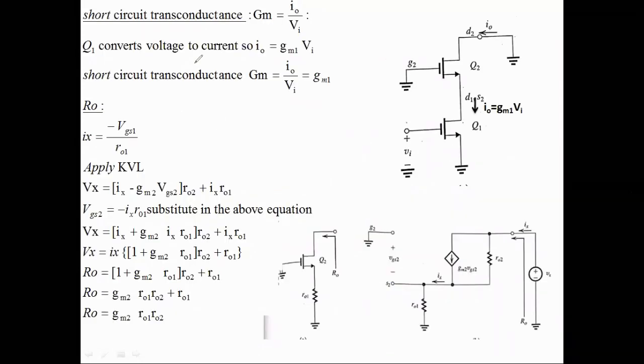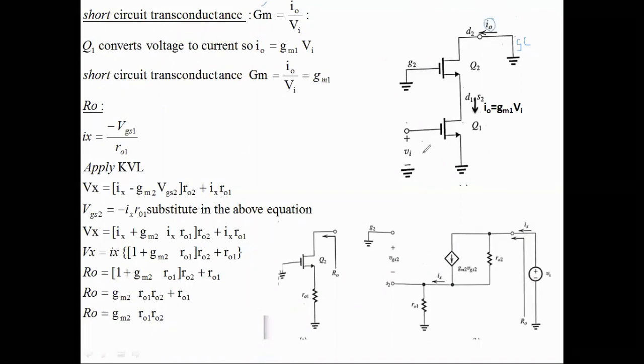I have to calculate I0 by VI. I have drawn the AC circuit of the previous diagram. In order to draw the AC circuit, all the DC sources must be made zero, that is VG2 equal to 0. And I have to remove the load and make it a short circuit, so that it is called the short circuit transconductance, capital Gm. The current here is I0.